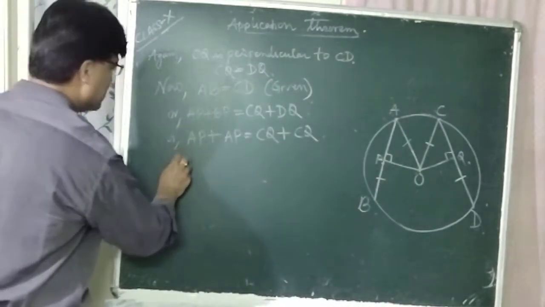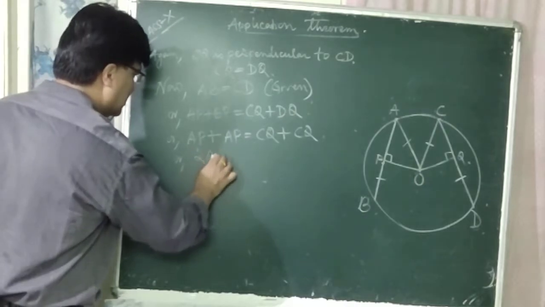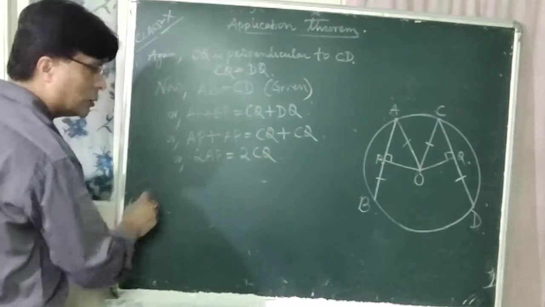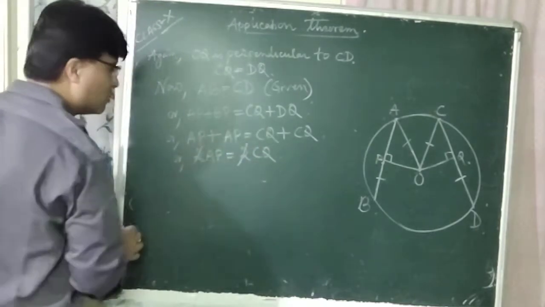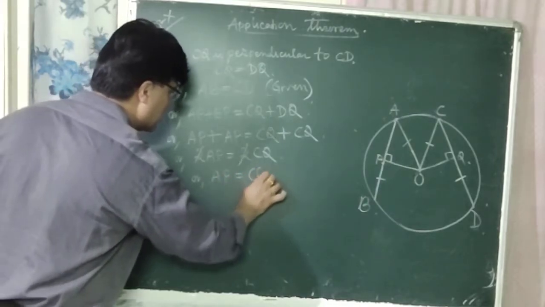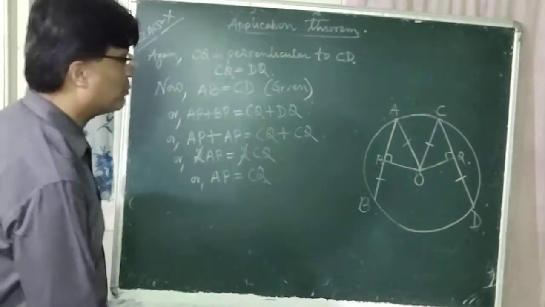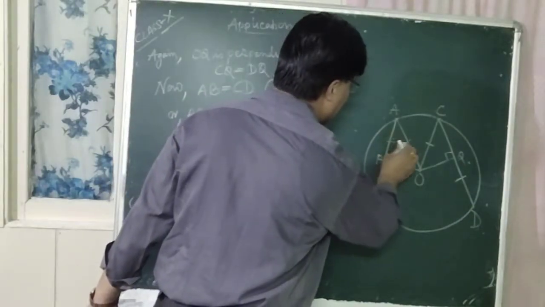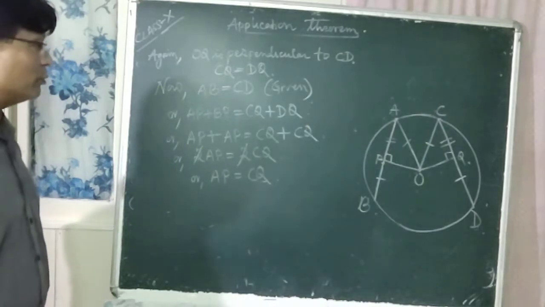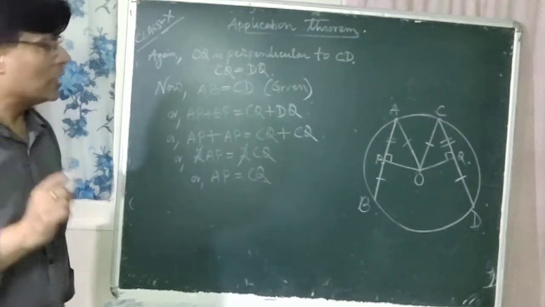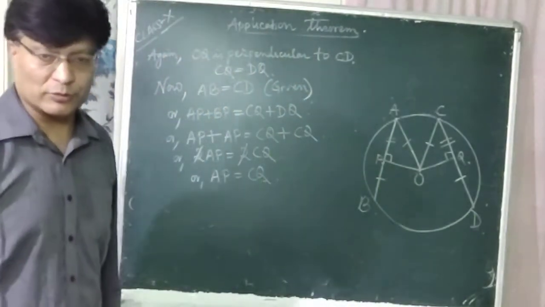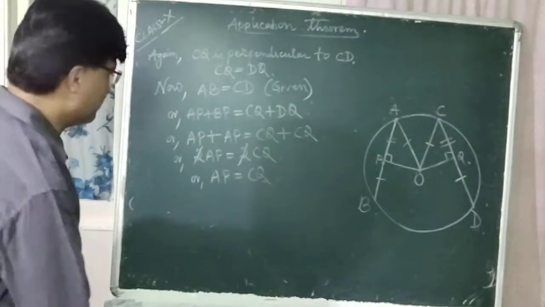So now, what is AP plus AP? It is 2AP. What is CQ plus CQ? 2CQ. From both the sides you can cancel this common term, that is 2. That means AP is equal to CQ. So what have we proved? We proved that these two sides AP and CQ are equal. Now we prove that these two triangles are congruent. Congruent means equal in all respects.